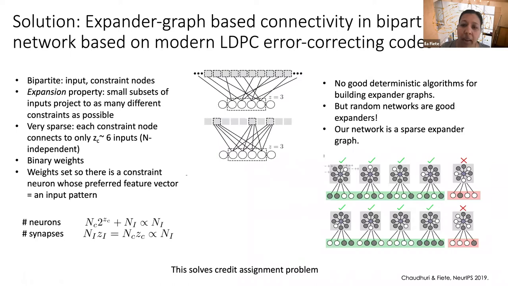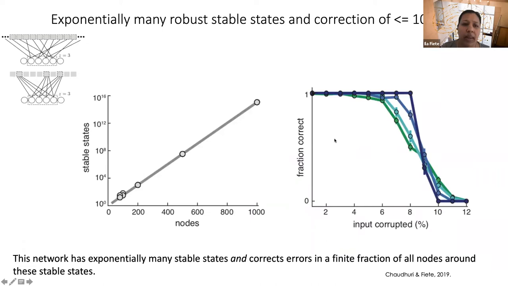But basically the idea is that with the solution to the credit assignment problem, we can show both theoretically and here numerically that it's possible to have a number of fixed points in this network that grows exponentially in the number of nodes in the network, both hidden and visible nodes combined. Moreover, each of these fixed points is robust because the network can correct up to 10% errors in each of the patterns. This plot shows that for increasing network size, it's possible to get sharper and sharper error correction curves.